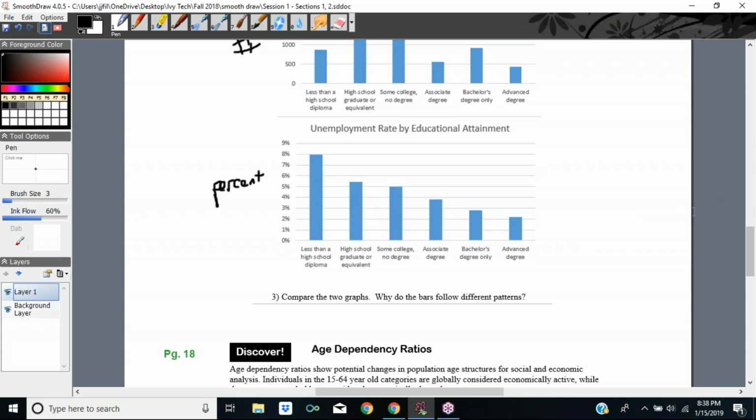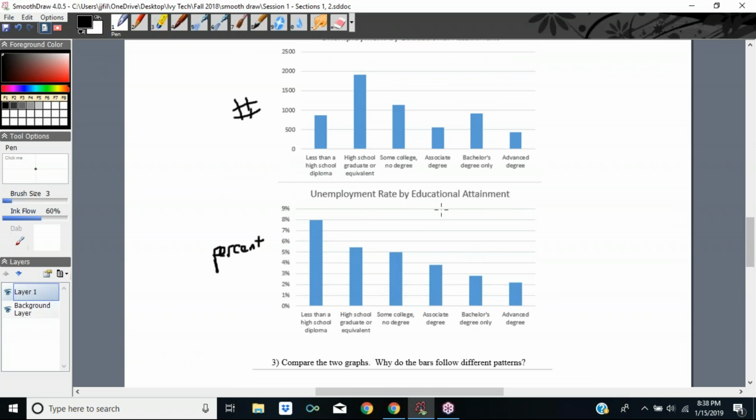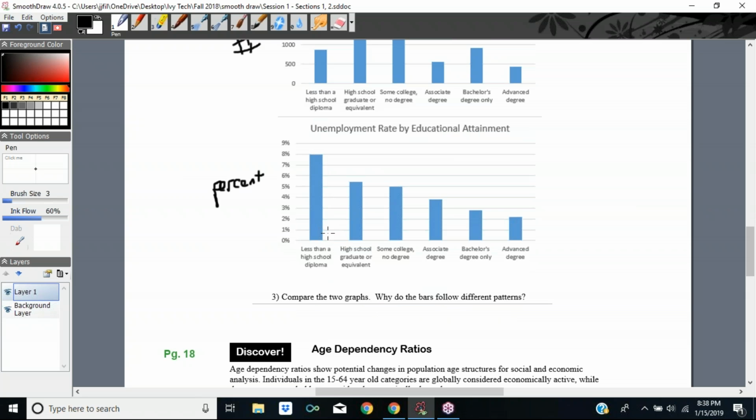Well, I see your question, Roberta, there, your statement. So the top is not actually a ratio. The top is just a straight number. Here's how many people were unemployed. The bottom graph is a ratio. It's a part to whole in that specific category. And that's what we can write as a percent.